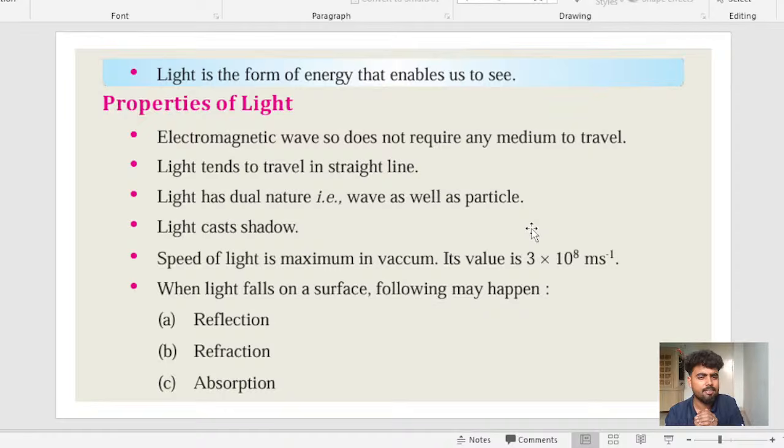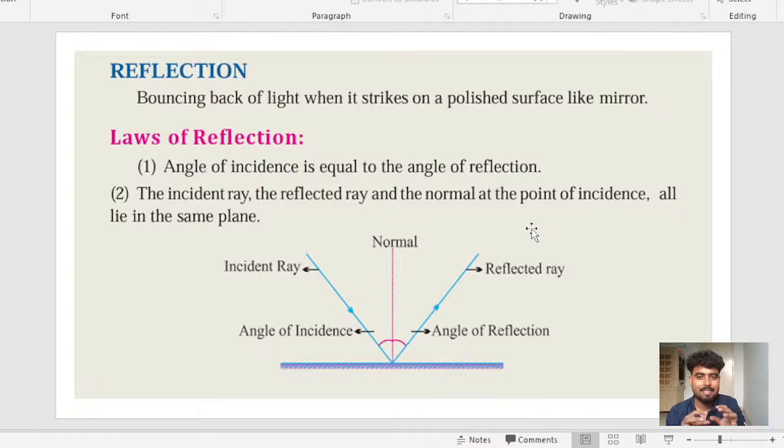What happens when a ray of light falls on the surface? Reflection, refraction, absorption. These three will take place. We are not going to talk about absorption. We are just going to learn about reflection and refraction on a surface. Okay. Now, what is meant by reflection? Bouncing back of light is known as reflection.